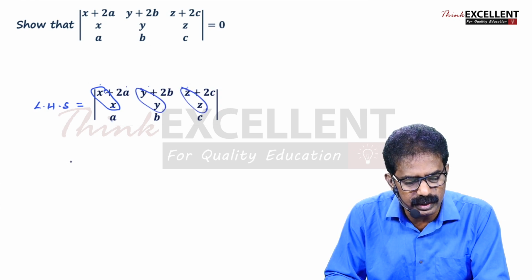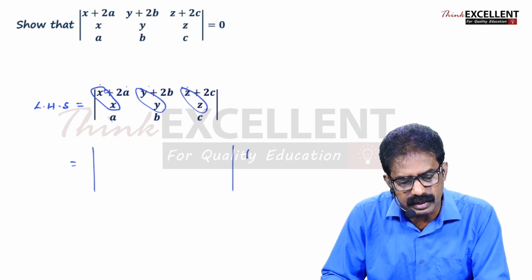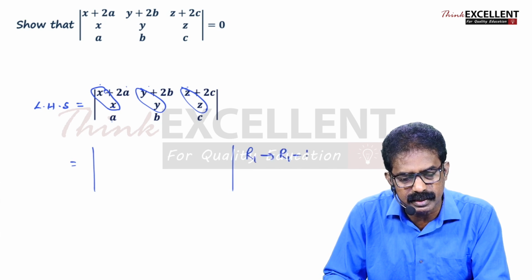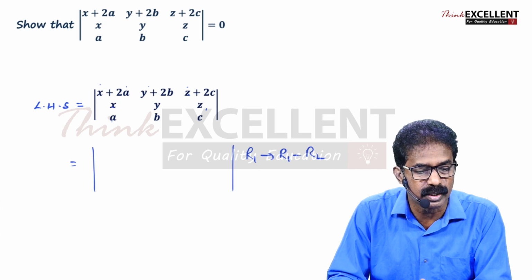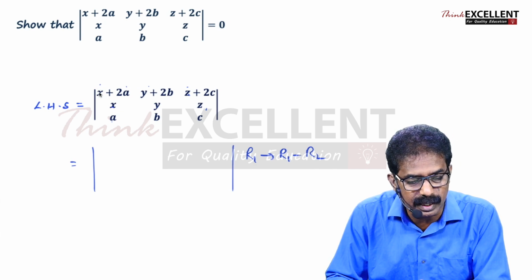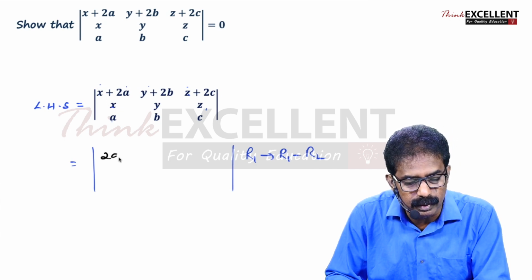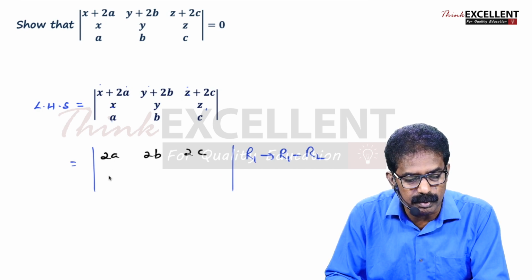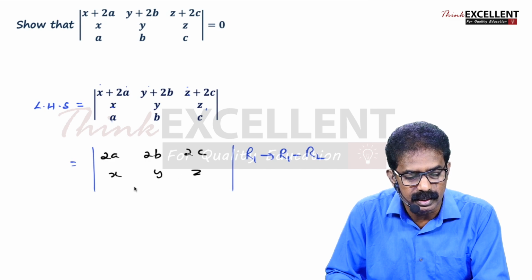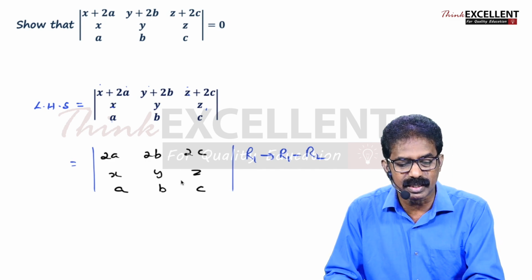So what I am going to do here, first row is, listen carefully, first row is first row minus second row. Instead of first row, you write first row minus second row, subtract them and write. If I subtract, x cancels, you get only 2a. y cancels, 2b. z cancels, 2c. No change in the remaining x, y, z, a, b, c.